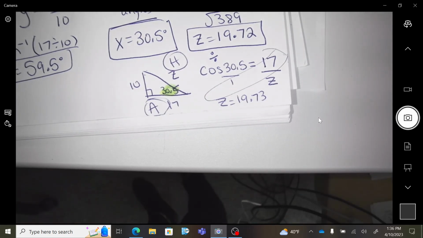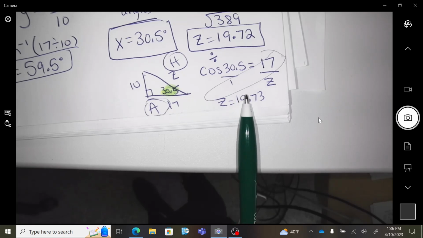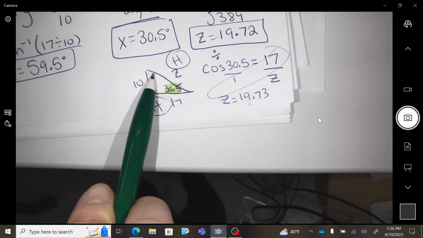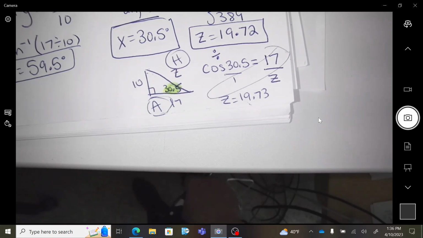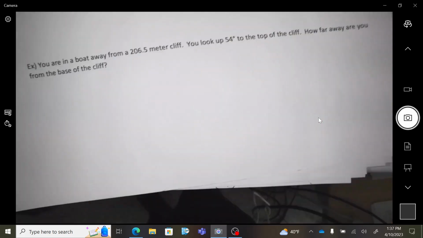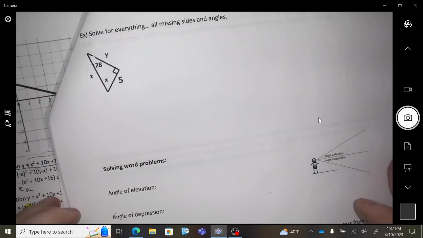So when I have this test question, do you understand that you and your neighbor could have like 6 different ways to do this? I could have also done the sine with 10 and Z. Then I also could have done the other angle. So there was 5 different ways just to get Z. Okay? All right, let's try this one then. Last one.